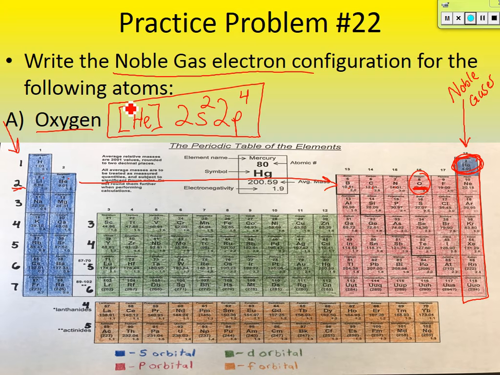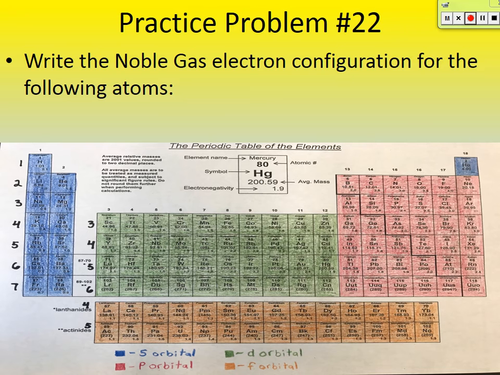So let me review that. Whatever element it wants you to do it for, you find the preceding noble gas and put its symbol in brackets. That just tells people, okay, we're not going to write up to helium. We're going to start from helium and build it to that element. Does that make sense? Okay.